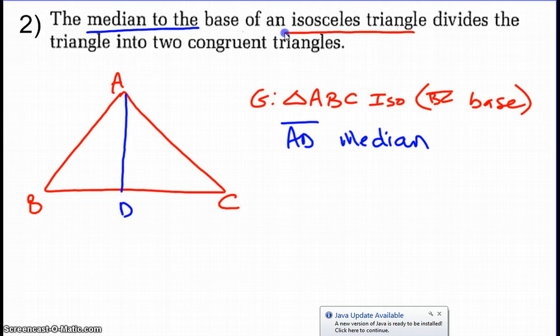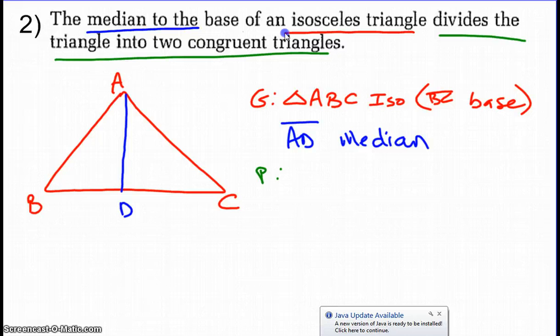And then it says that after we have that, it divides it into two congruent triangles, so the median divides it into triangles ABD and triangle ACD. So we've seen this proof before in our past proofs, but in this case, we had to come up with the appropriate diagram and the given information. So go ahead and finish this proof.